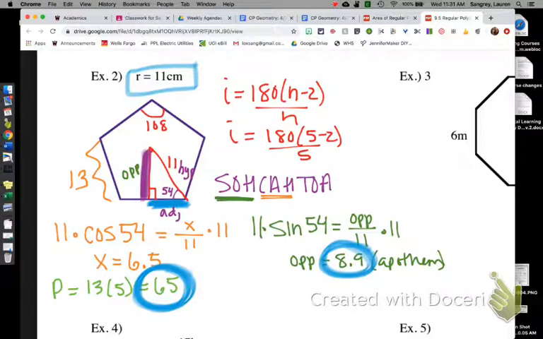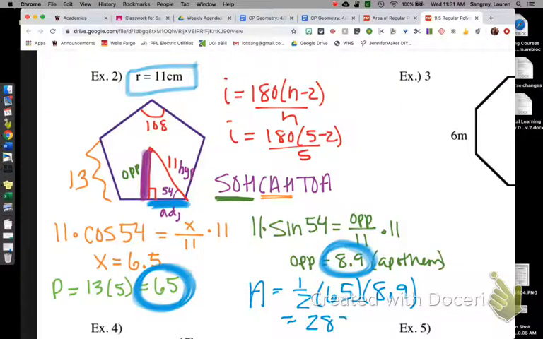This is the apothem that we just found, which is the other thing we need for our formula. So now we can go ahead. Area is 1/2 perimeter times apothem, which should be 289.25 squared centimeters.